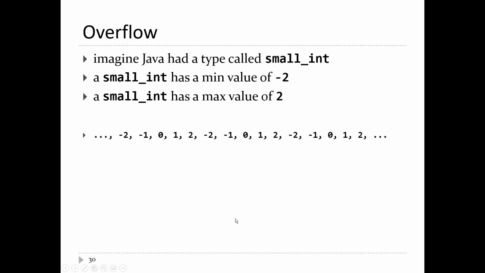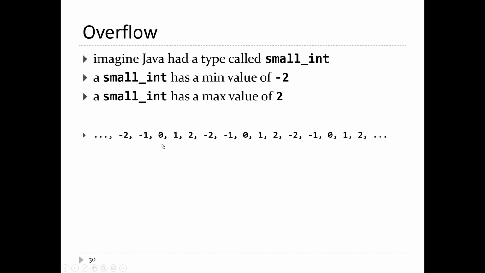Okay, so let's visualize this with a smaller example. Let's imagine that Java had a type called small int. The minimum value of small int is minus 2. The maximum value of small int is 2. In other words, a small int can take on the values minus 2, minus 1, 0, 1, 2. And now I'm just going to write this down repeatedly, and so imagine that this sequence extends infinitely.